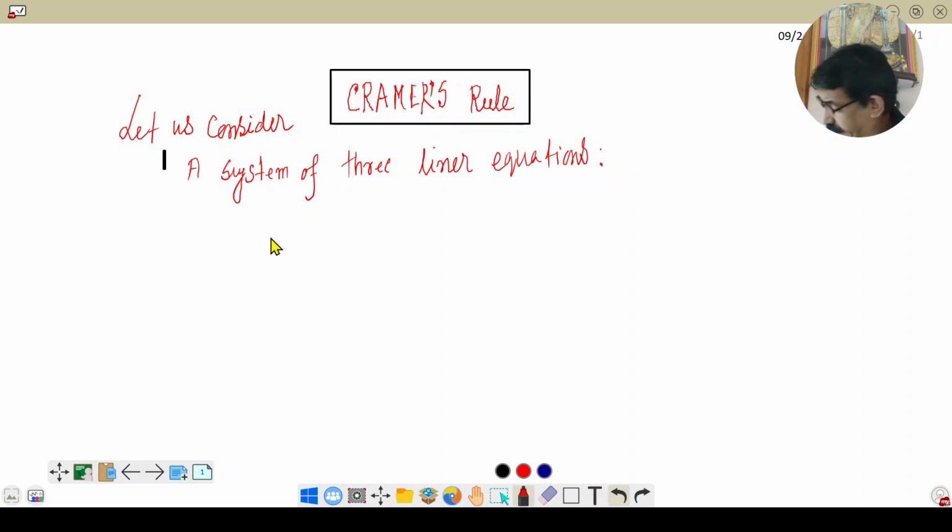Number one, a1x plus b1y plus c1z is equal to d1. This is equation number one.